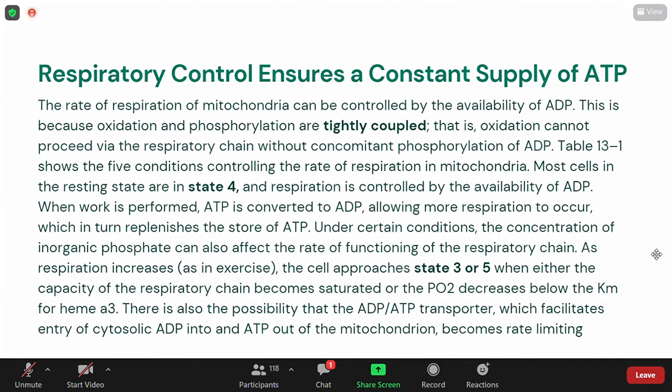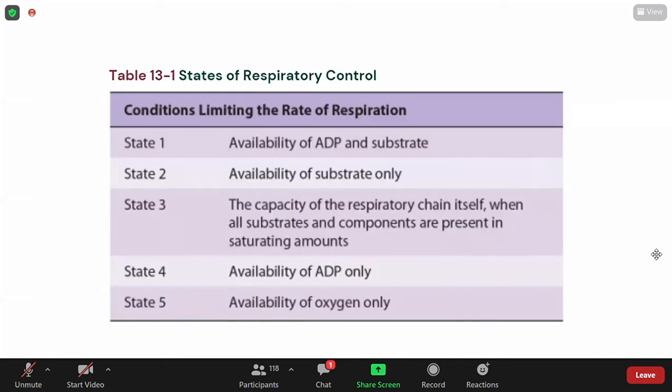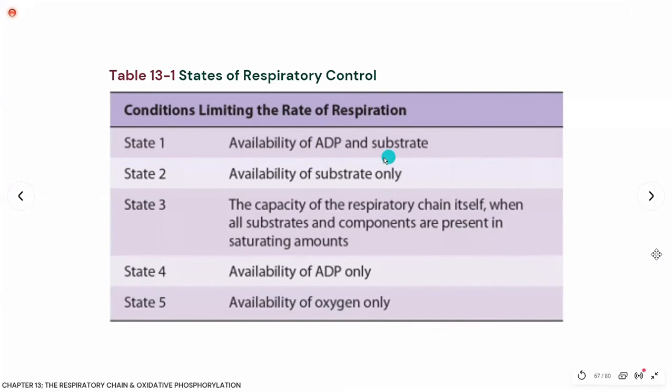So we have to have control of this to ensure a constant supply of ATP. So these are the controls. There are five states. State one, availability of ADP and substrate that gives off electrons or hydrogen and electrons.